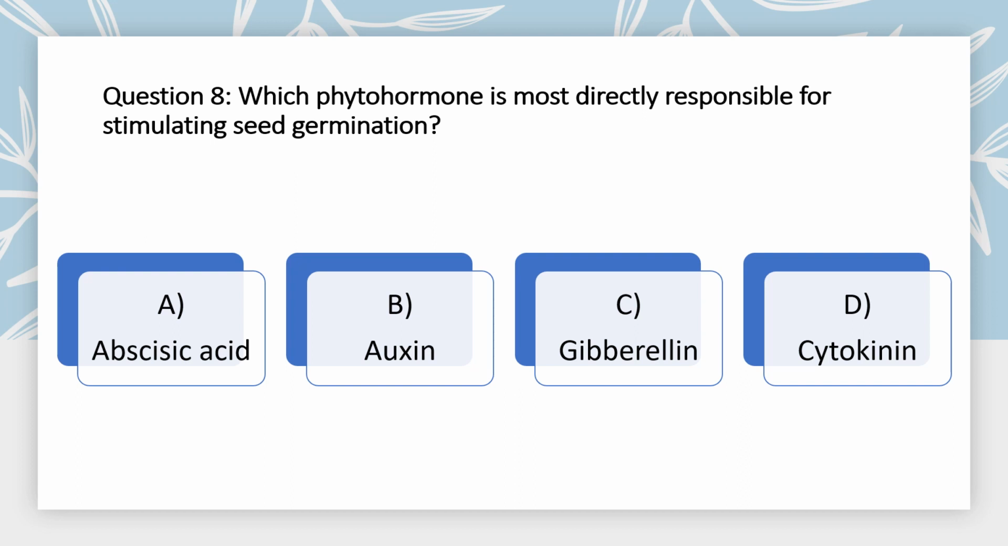For example, in the case of ABA, it inhibits germination. They are not directly involved in seed germination, but C, that is gibberellin, is directly and crucially involved in promoting seed germination.